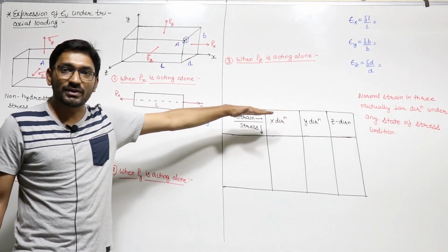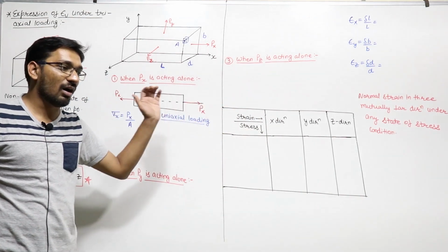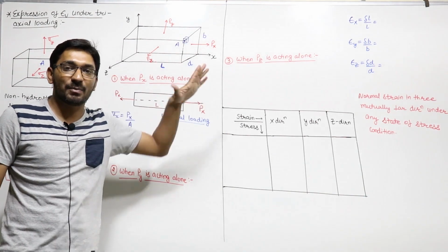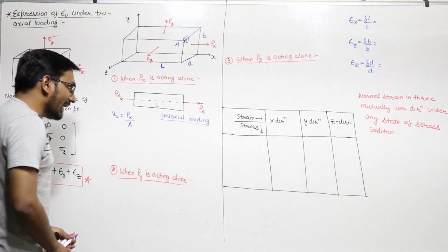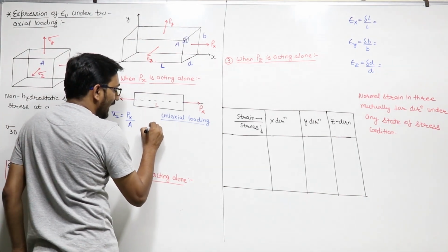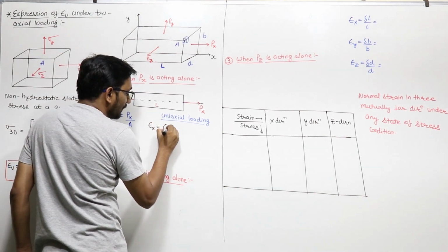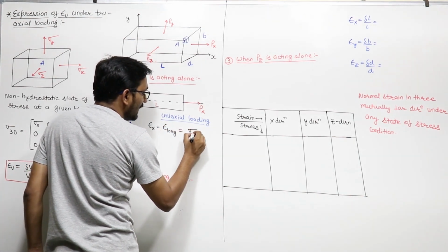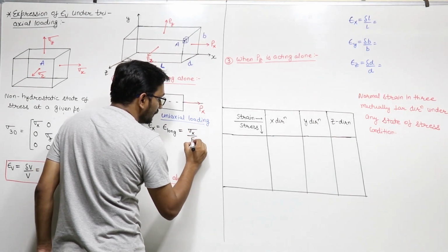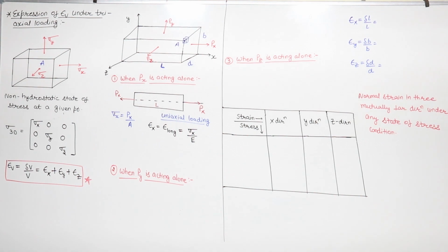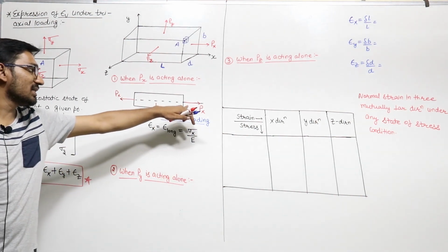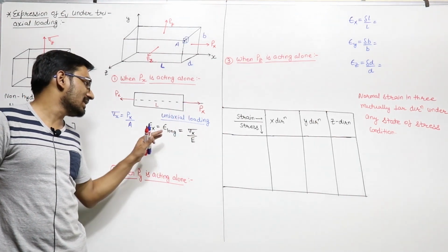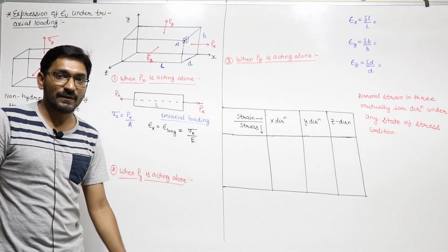In the direction of load the strain will be epsilon x, or we can say the longitudinal strain will be along the direction of load, that is epsilon x here. So I can write that epsilon x, which is a longitudinal strain in this case, will be sigma x upon E. And this is positive because this is a tensile load. So the longitudinal strain along the x-axis will be equal to sigma x upon E.